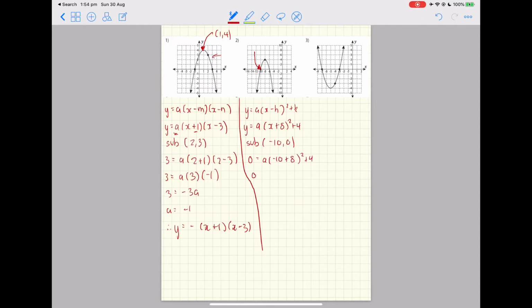It will therefore be 0 is equal to, what is -10 plus 8? That's equal to -2. -2 whole squared is equal to +4. So 0 is equal to 4a plus 4. Move 4a to the other side. If you do that, it will be -4a is equal to 4. Hence a is equal to -1. Therefore, your equation is going to be y is equal to -(x plus 8) whole squared plus 4.